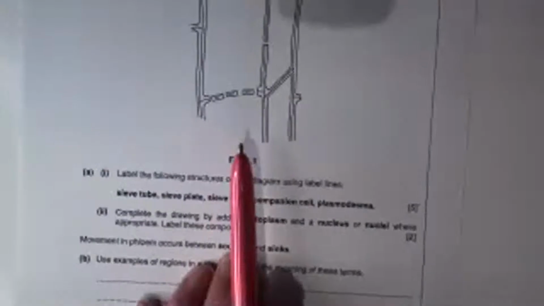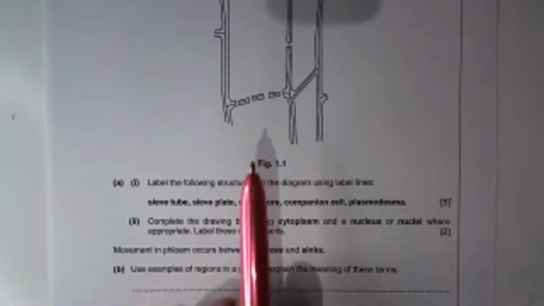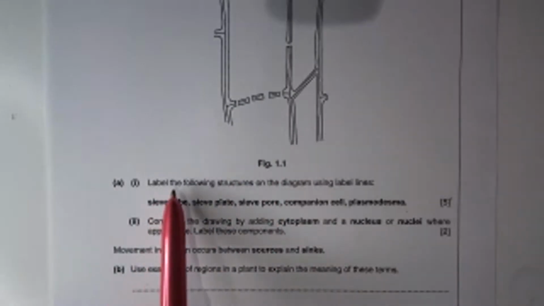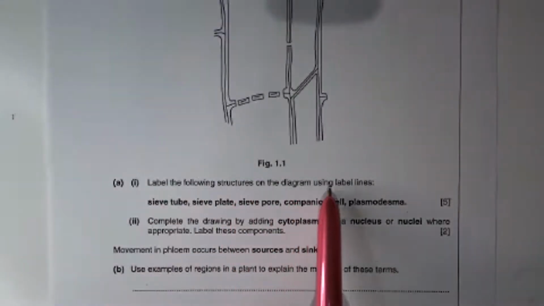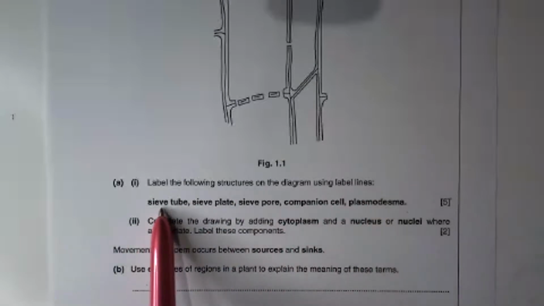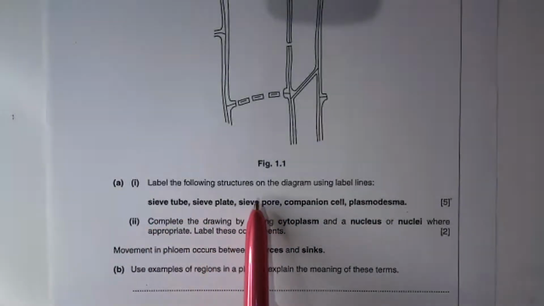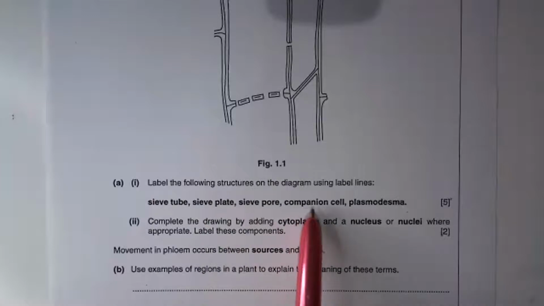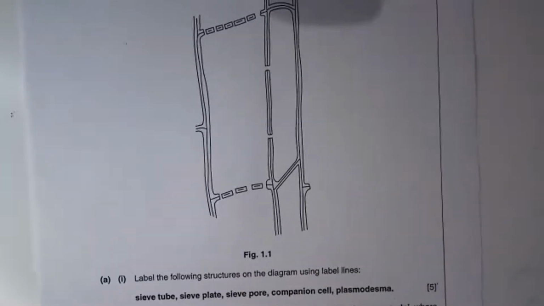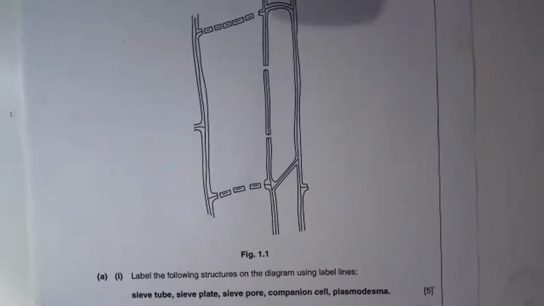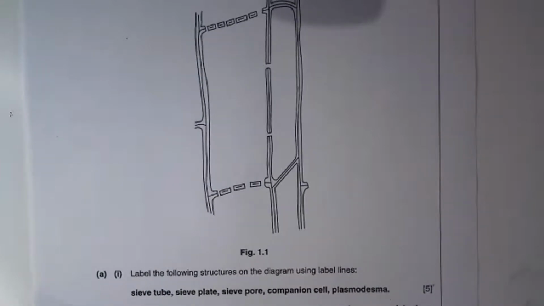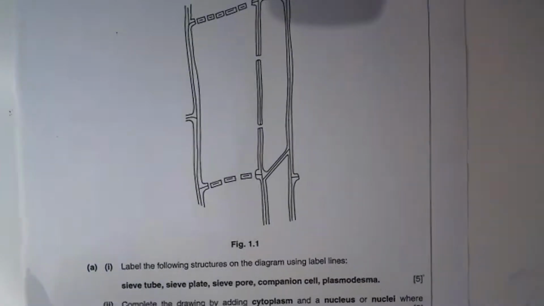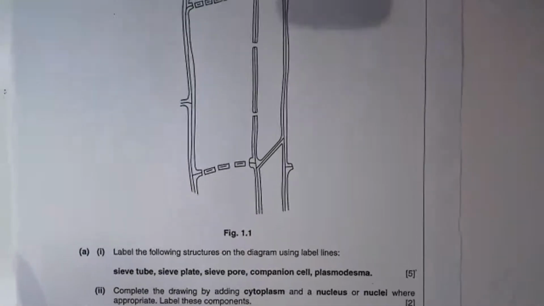The first part of the question says label the following structures on the diagram using label lines, and we've got sieve tube, sieve plate, sieve pore, companion cell, plasmodesmata. So they're the components that we've got to identify on this diagram.